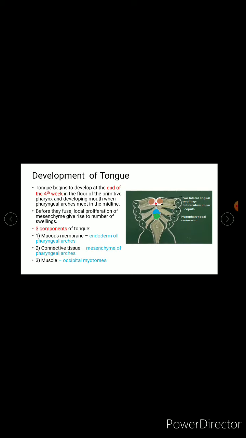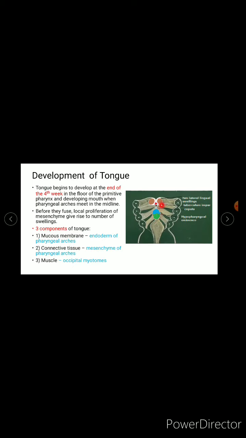The tongue begins to develop at the end of the 4th week of intrauterine life, in the floor of the primitive pharynx and developing mouth, when the pharyngeal arches meet in the midline. Before the pharyngeal arches fuse, there is local proliferation of mesenchyme, which gives rise to a number of swellings. These swellings fuse with each other and form the tongue.